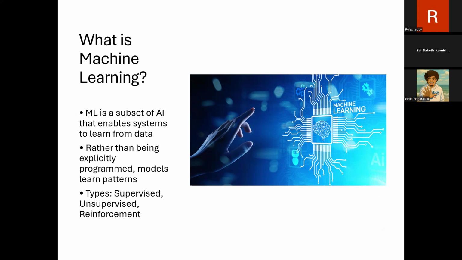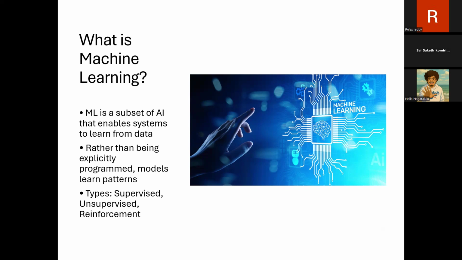There are different types. Supervised learning uses labeled data, like movie reviews labeled as positive or negative. Unsupervised learning tries to find hidden patterns in data without labels. Reinforcement learning involves learning through feedback and rewards, like teaching a robot to walk. In NLP, machine learning helps models understand how humans use language, even when it's full of slang, errors, or emotions.